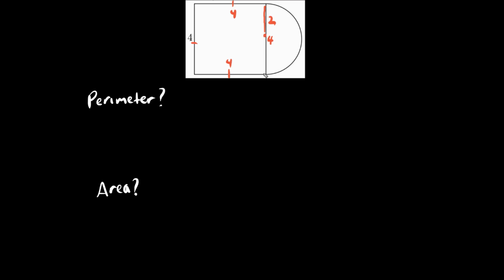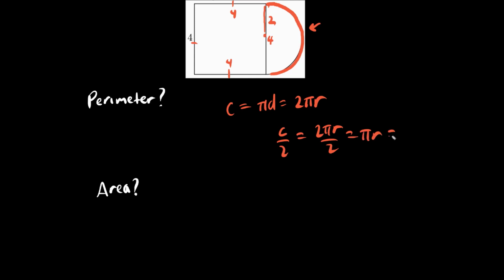So what is the circumference of a circle? The circumference of a circle is pi d, or 2 pi r. Now we're only interested in half a circumference, because we're only going halfway around. So the formula that we're interested in is circumference divided by 2, which is this part over here, which is 2 pi r divided by 2, which becomes pi r, which is pi times the radius 2, which is 2 pi units.